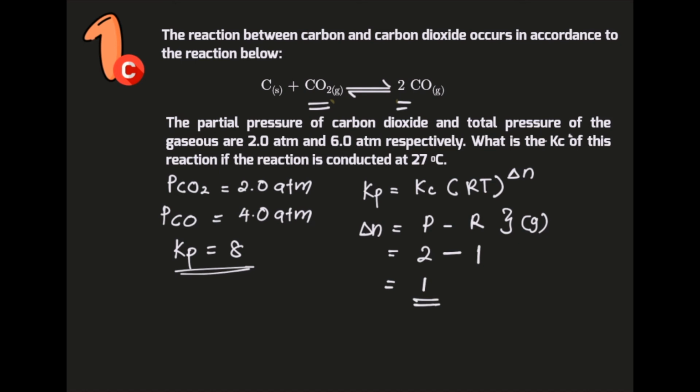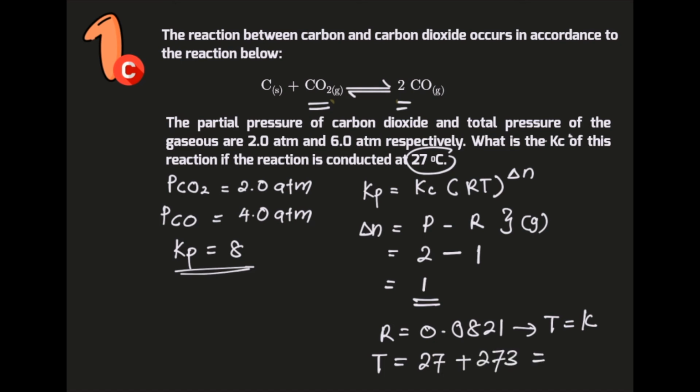So now what you need to do is just plug in the values, because the T is given to you in the question, which is 27 degrees Celsius. But since your R constant, R is equivalent to 0.0821, your T should be in Kelvin. So your T should be equivalent to 27 plus 273. So it should be equivalent to 300 Kelvin.